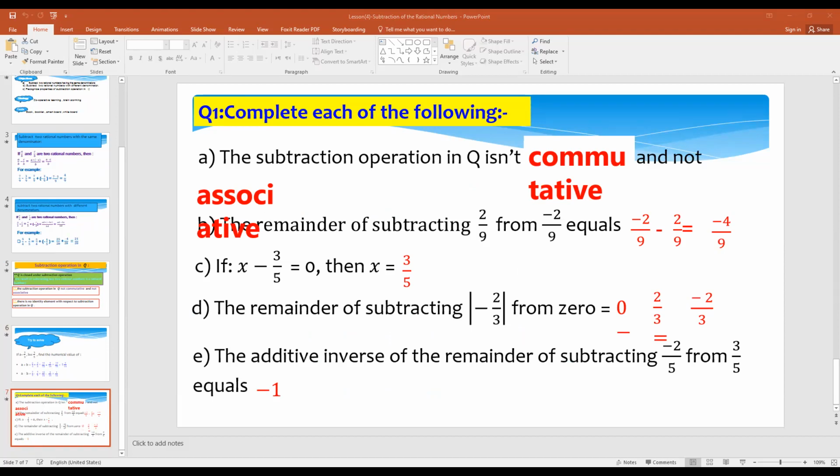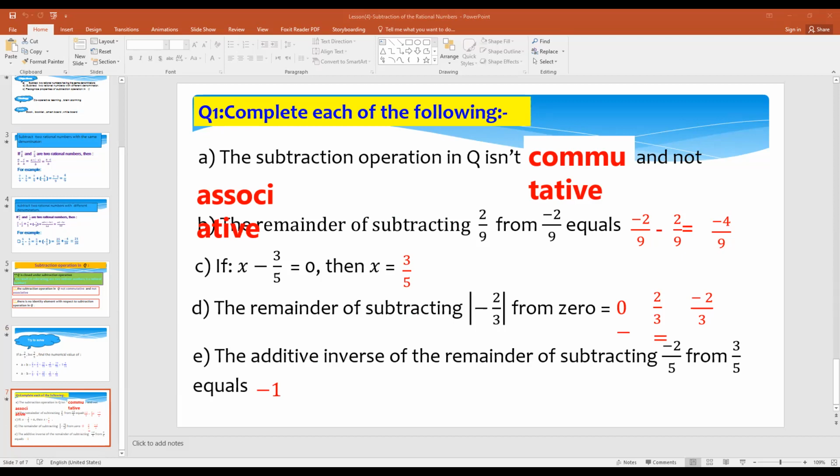The same thing in rational numbers. Multiplying positive by positive equals positive. Multiplying negative by negative will be positive. If you have the same sign, the result will be positive. But if you have different signs, the result will always be negative. Like multiplying positive by negative equals negative, and multiplying negative by positive equals negative.